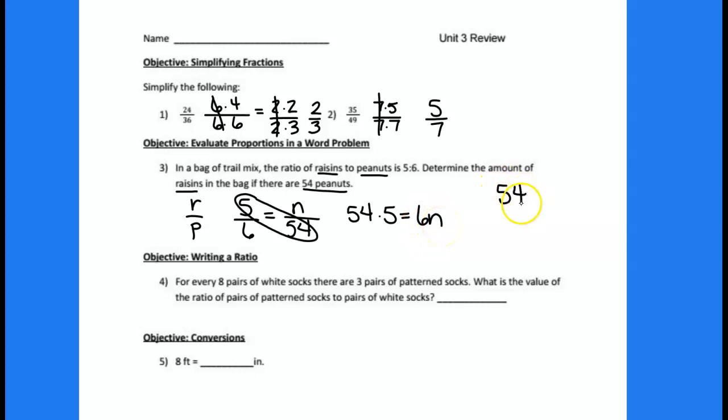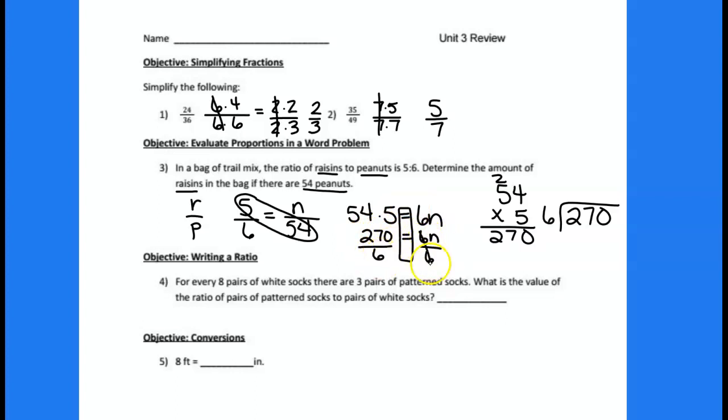54 times 5 is 270. We will divide that by 6. Six goes into 27 4 times. Subtract, bring down the 0. 6 into 30 is 5. The answer is 45.